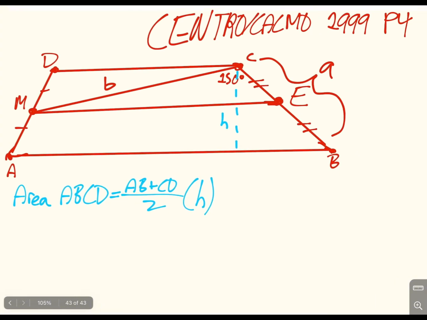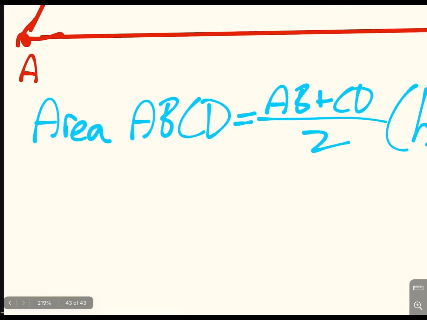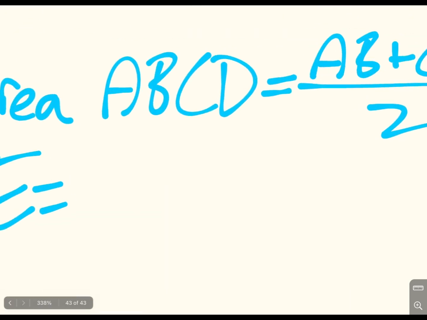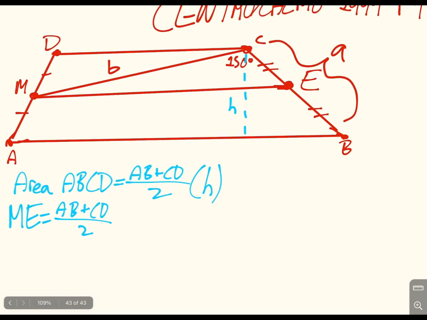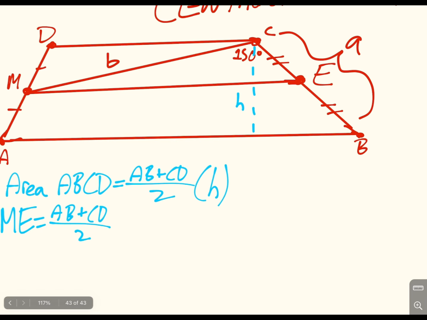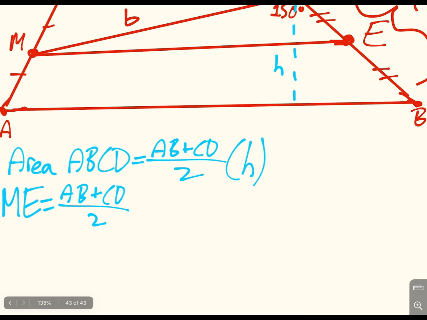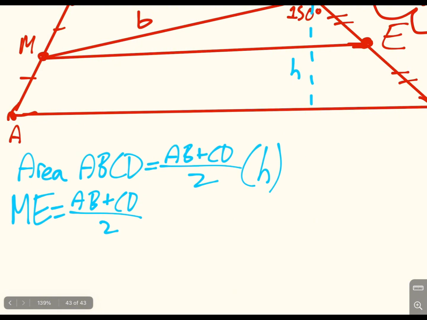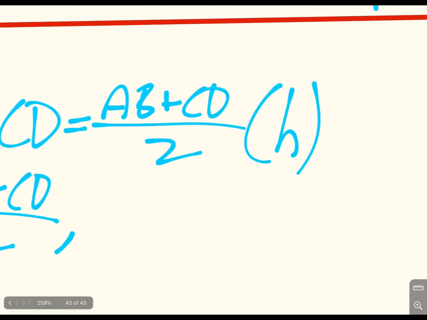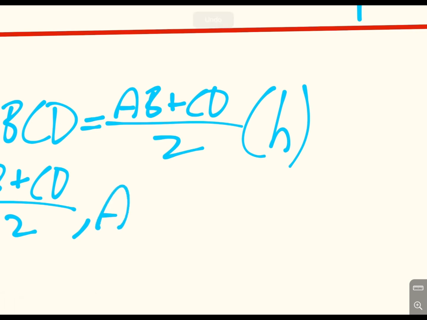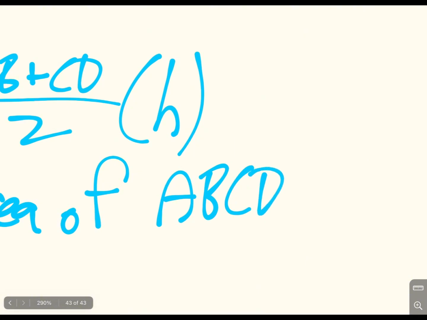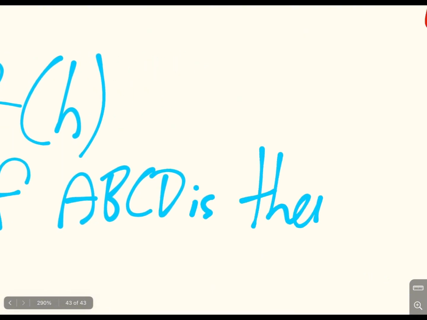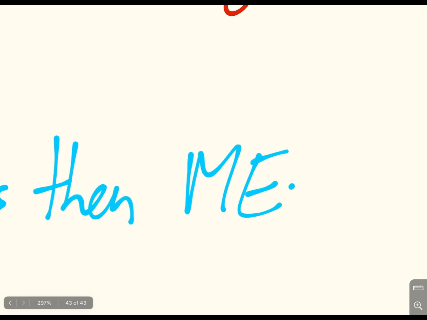And now let us define ME, because by definition, ME has a length that we can define in terms of AB and CD, which is: ME is equal to (AB plus CD) over 2 because it is the midline. So it's going to be equal to AB plus CD divided by 2. And so the area of ABCD in terms of that line ME is just going to be equal to ME times H.